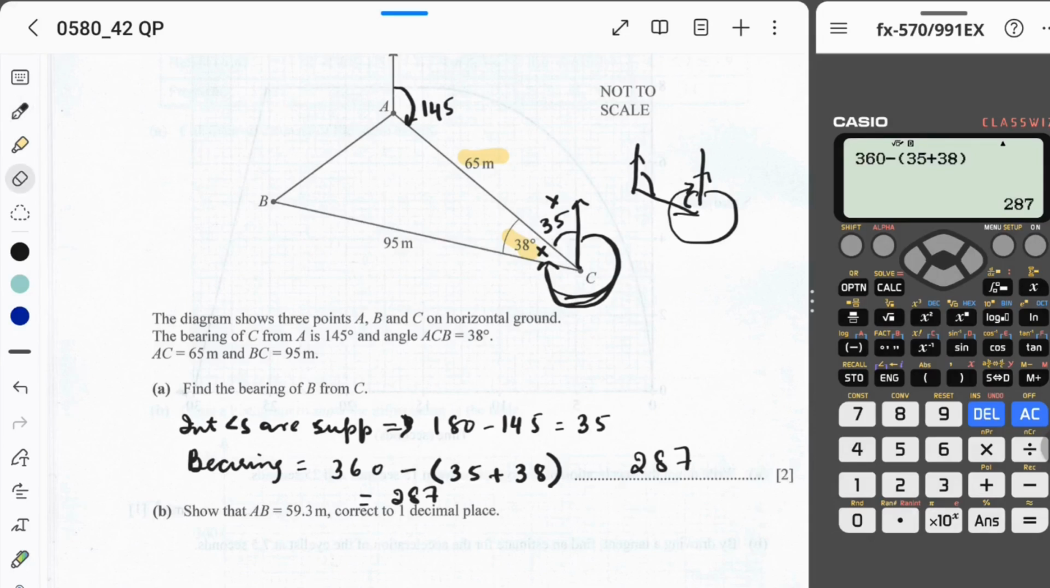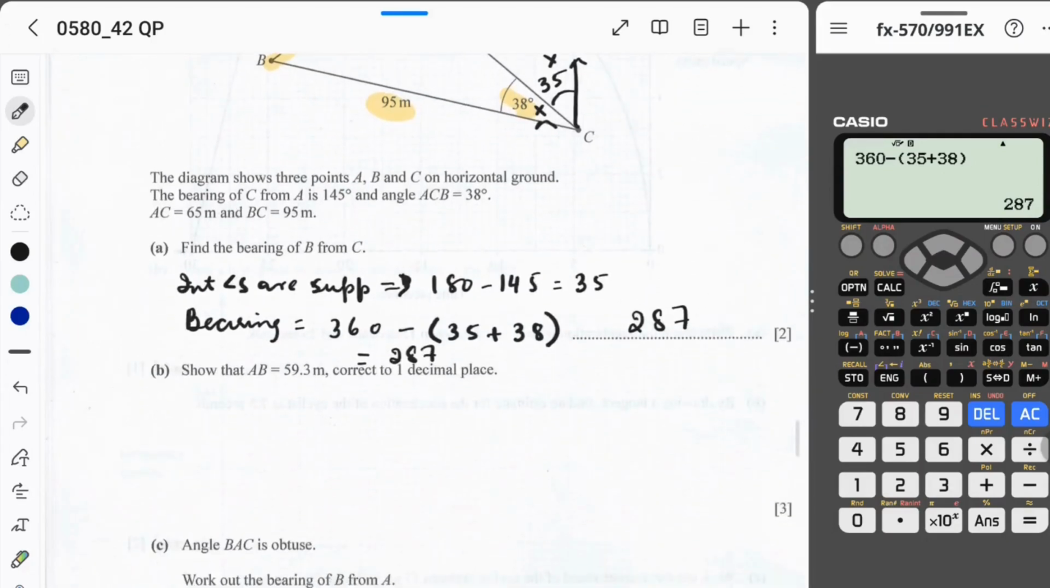Now show that in part B, AB is equal to 59.3 meters, correct to one decimal place. So here in this question, for the AB line, we have two sides and an included angle. Whenever two sides and an included angle are given and we have to find one more length, we'll have to use the cosine rule, which is a square equals b square plus c square minus 2bc cos of A.